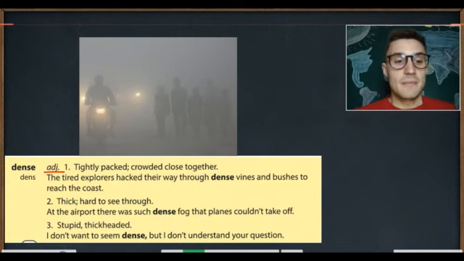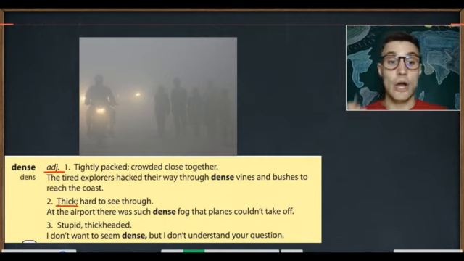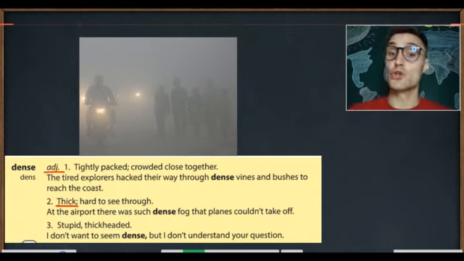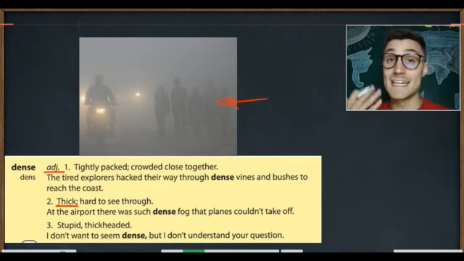The second meaning is thick. So it's a synonym for thick. If something is dense, it is thick, hard to see through. At the airport, there was such a dense fog that planes couldn't take off. See, this is a very dense fog. It's very thick, difficult to see through.